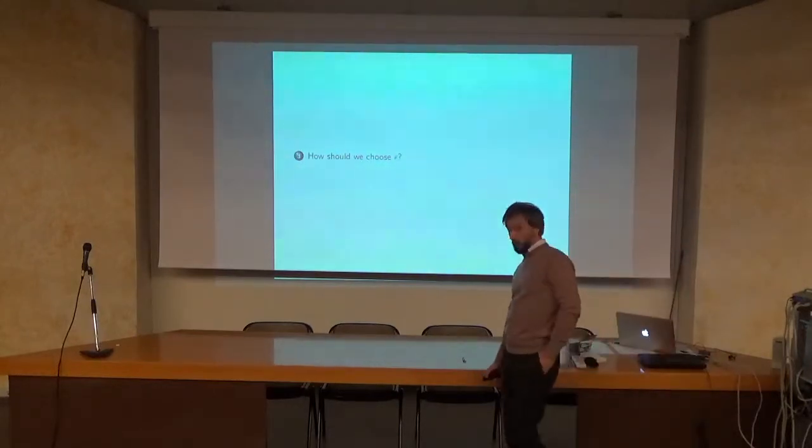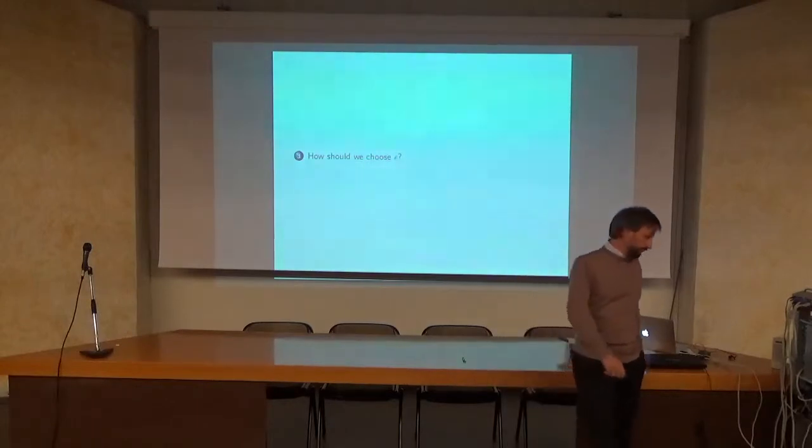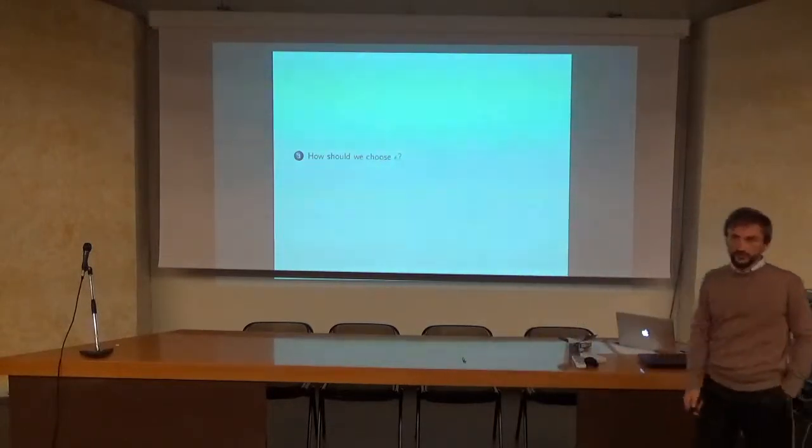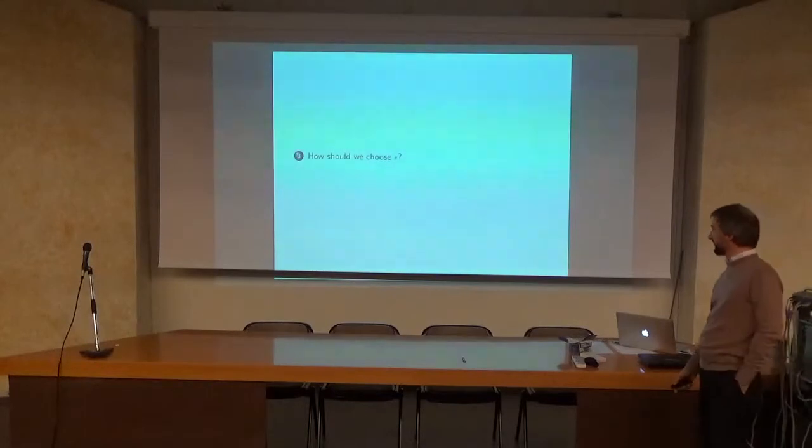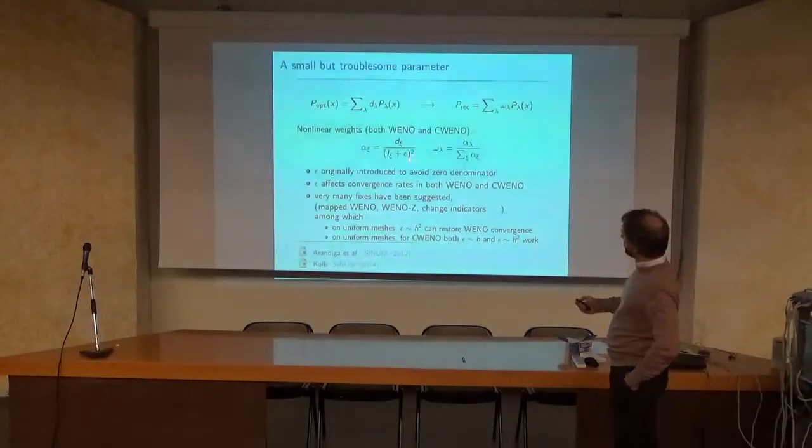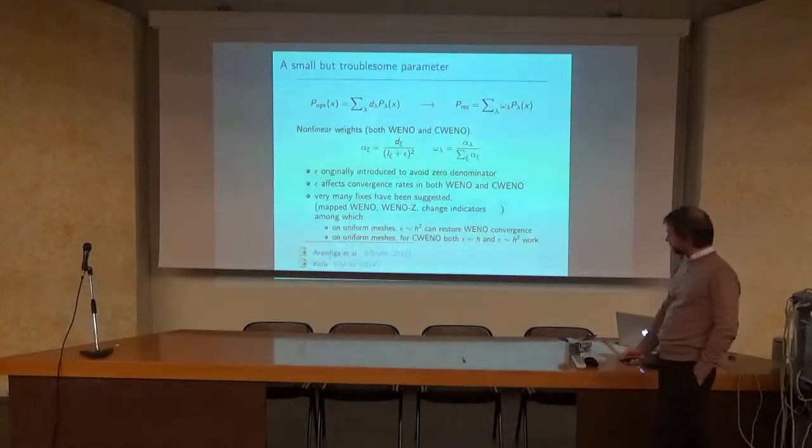There's one thing which is actually a big problem with CWENO reconstruction, and which actually is present here as well, which is the role of this parameter epsilon.